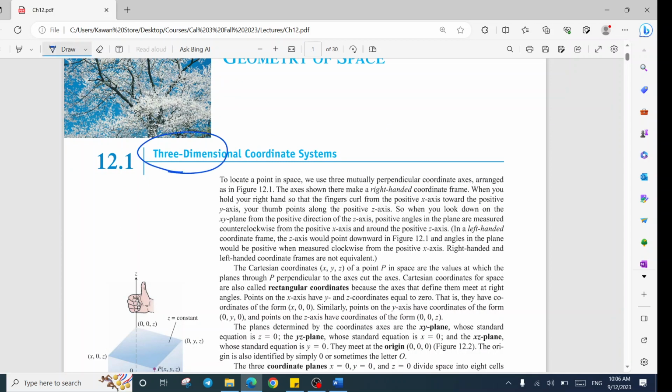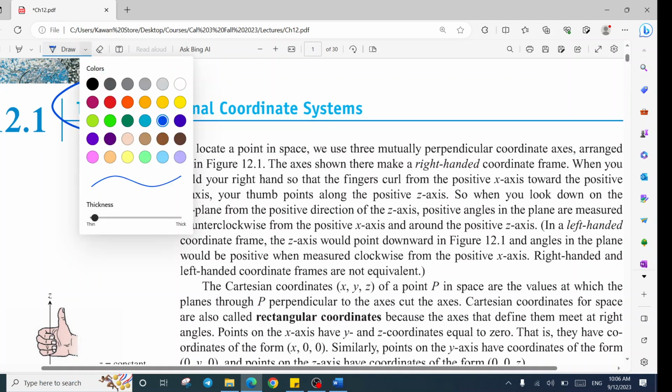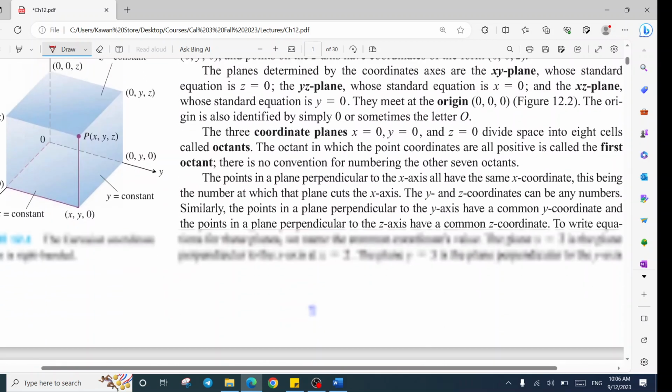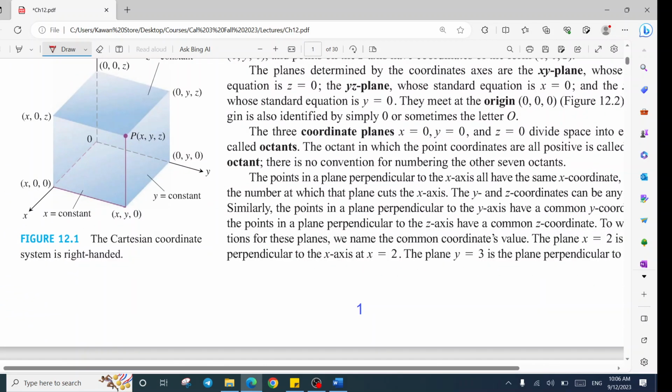What do you mean by three-dimensional? We have three dimensions: x, y, and z as well. Usually we are going to use a coordinate system like a cube. That's why I brought the Rubik's cube for you. If you want to find any point here, you have to make a cube for the point. For example, I want to draw this point.